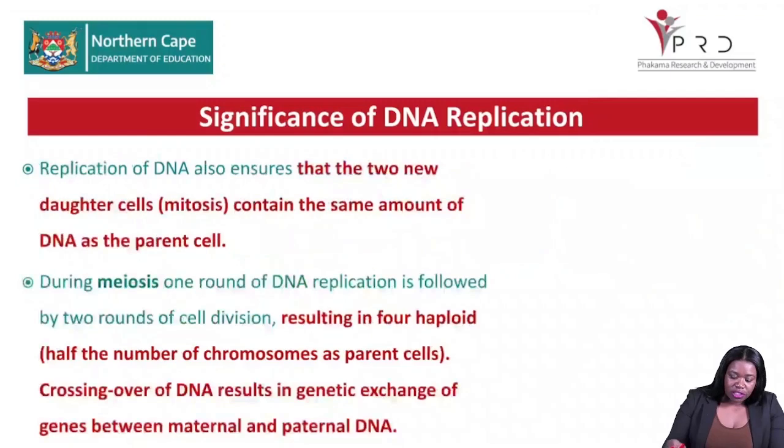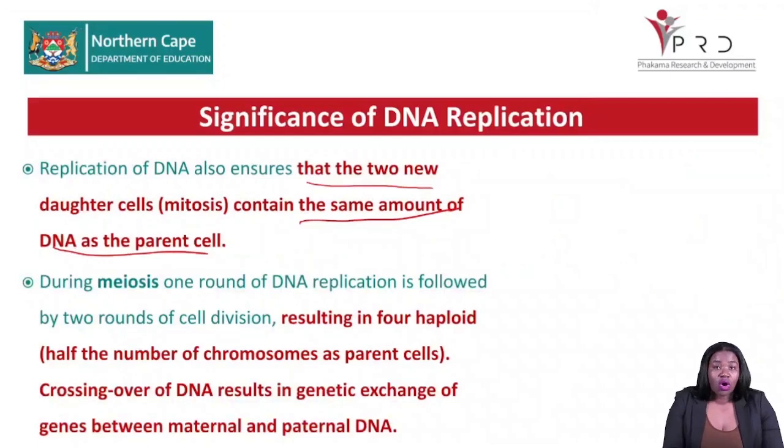So the replication of DNA also makes sure that the two new daughter cells can contain the same amount of DNA. So the number of chromosomes, that is actually the main thing that we talk about when we talk about identical cells. We talk about the fact that if you start off with 4 chromosomes during mitosis, the two new cells will also have to have 4 chromosomes. So the amount of DNA of the daughter cells should be the same as the DNA of the parent cell.